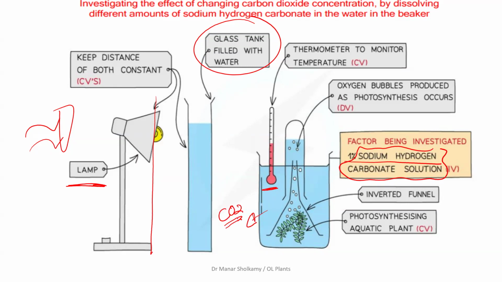I can play around with the independent variable, and in the end, the results are the same, or I will use the same method to obtain my results. I will count the number of bubbles or measure the volume over a fixed period of time, and from there, I will be able to calculate the rate of photosynthesis.